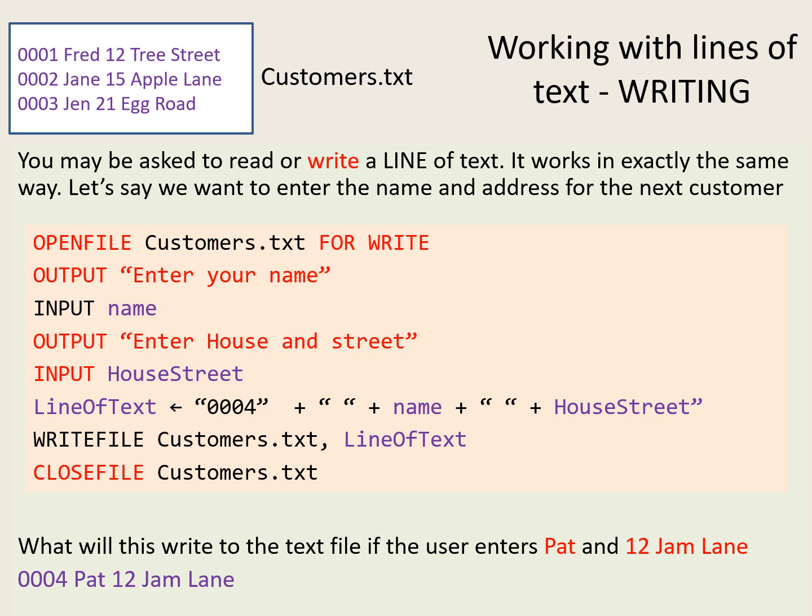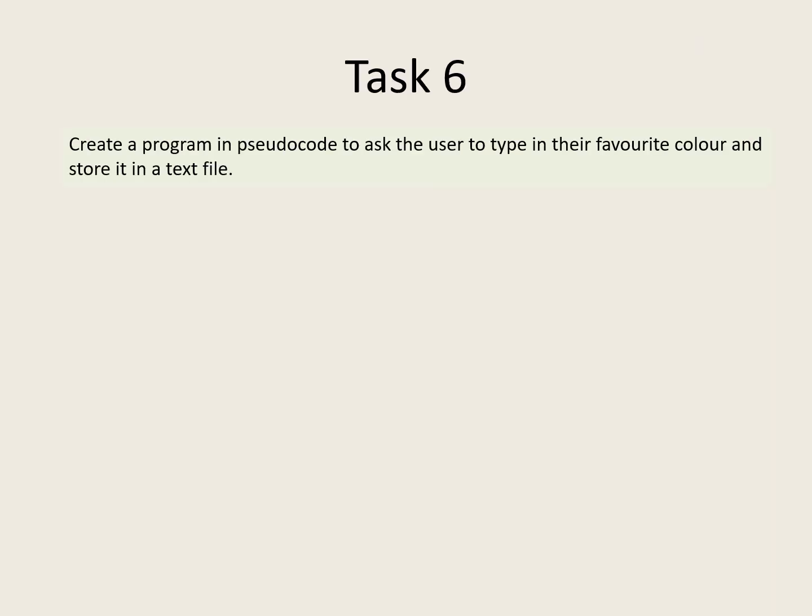Yes, absolutely right. I'm pretty sure I can hear you saying 0004. So we're putting that plus a space, plus the name, which is Pat, plus a space, plus 12 Jam Lane. That will be written as a single string, as a single line to the text file.